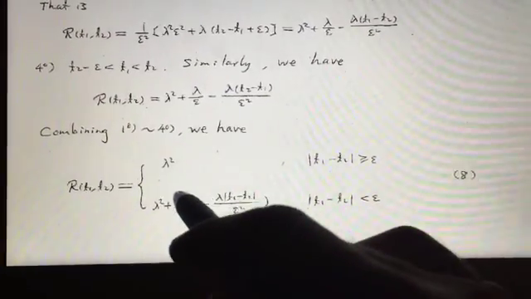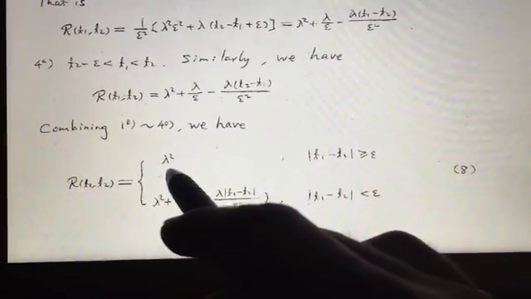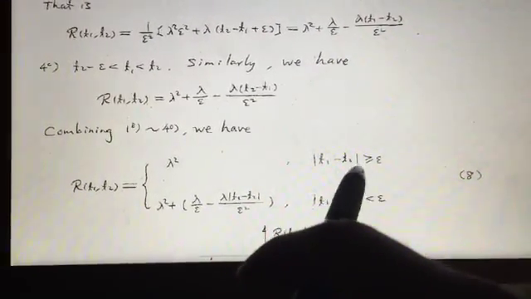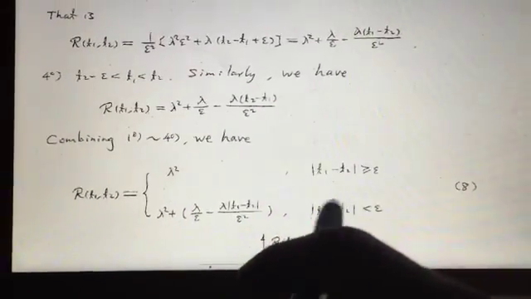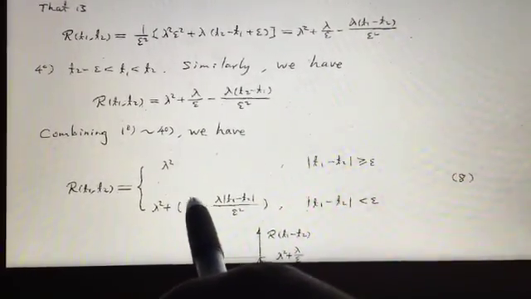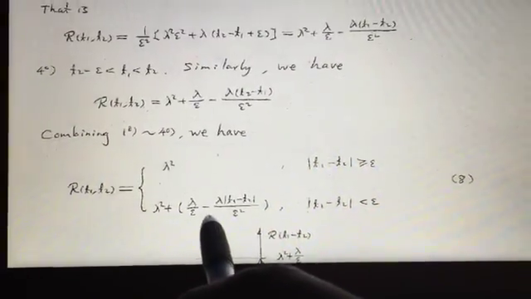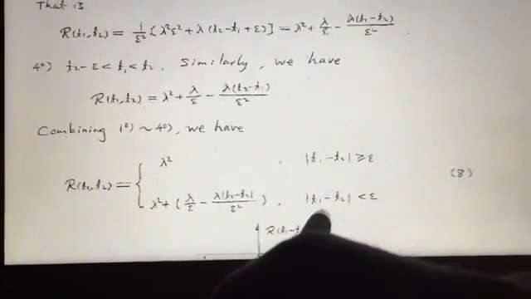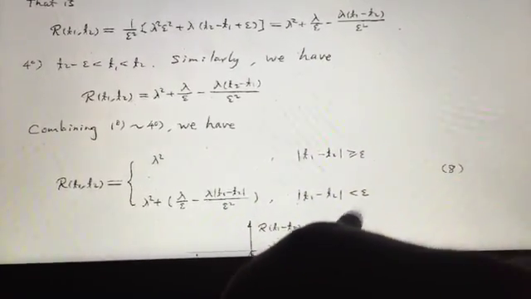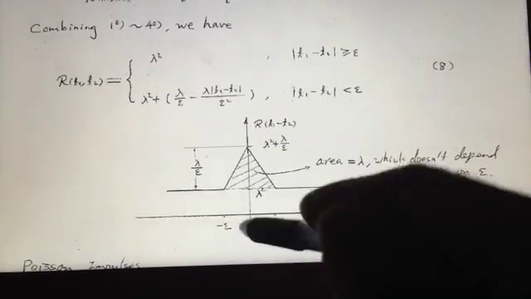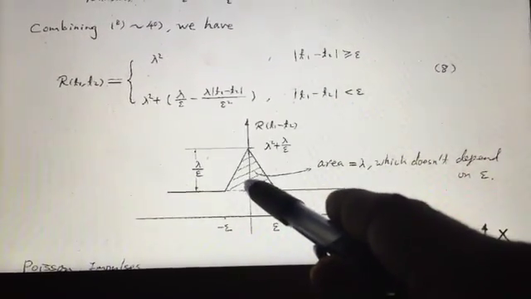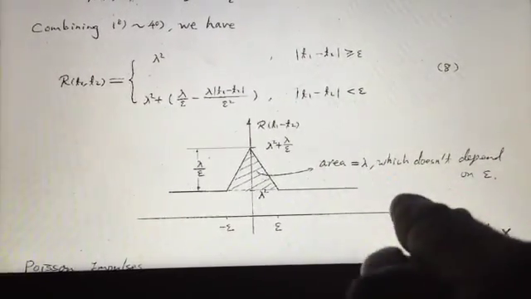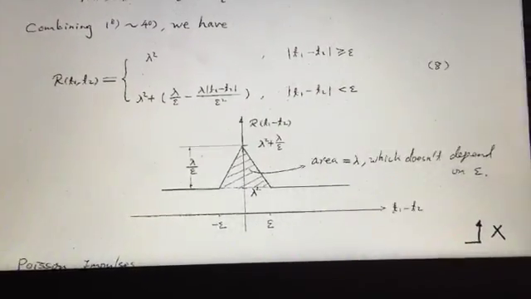And on combining all the 4, from first to fourth, what we get is basically 2 general solutions, in which the first says that the autocorrelation value will be lambda square when the difference between t1 and t2, that's their magnitude, is greater than or equal to epsilon. And it's going to be lambda square plus lambda by epsilon minus lambda times magnitude of t1 minus t2 by epsilon square, when the magnitude is lesser than epsilon. So that gives us a graph over here, within which we see that the area of the shaded portion is eta, which is also the expected value and does not depend on epsilon, so it's a constant value.